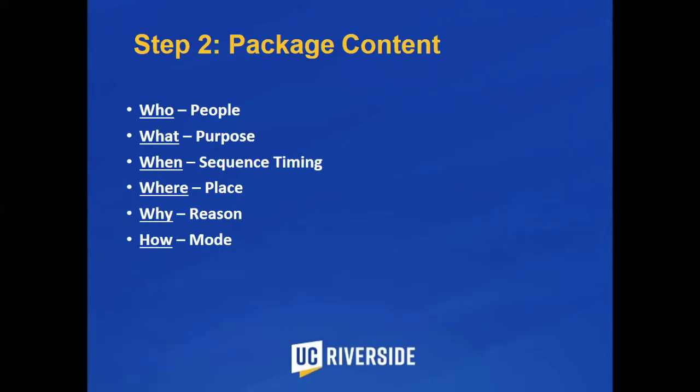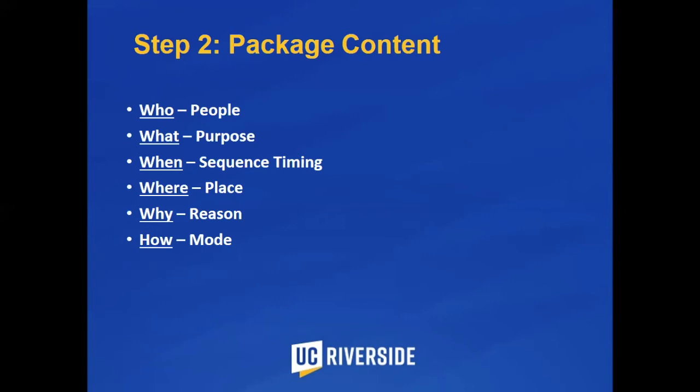Step two is the package content. The secret to creating a great business sponsorship package is using the 5 W's and 1 H formula. The who component answers the individuals who dispatch the communication, such as the org name, length of existence on campus, and mission and purpose statement. Who also addresses the target audience and the people benefiting from the potential sponsorship.